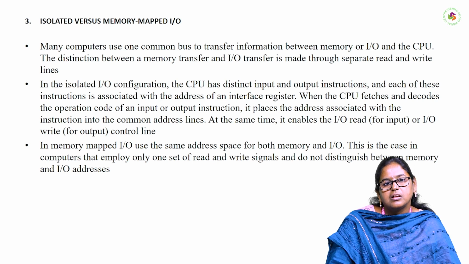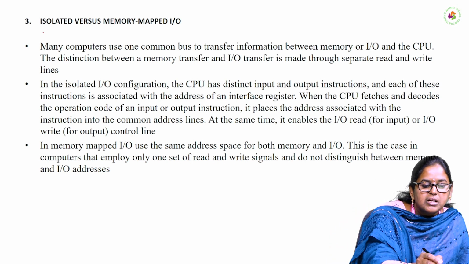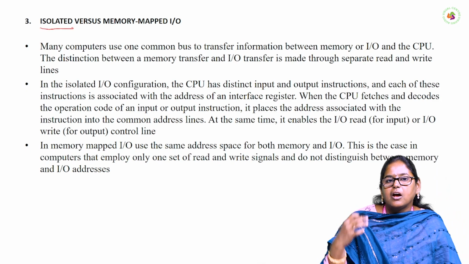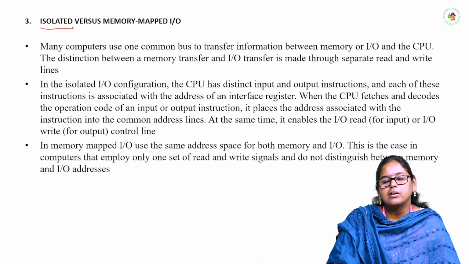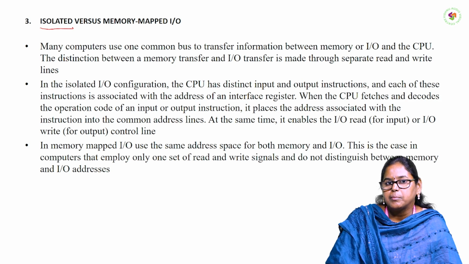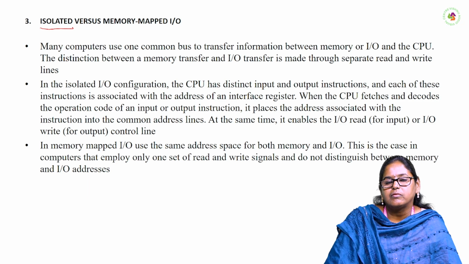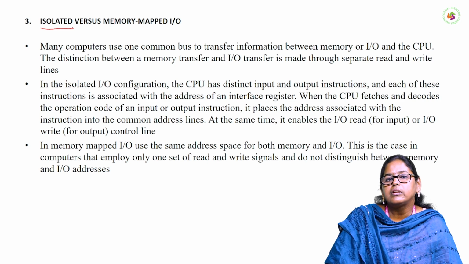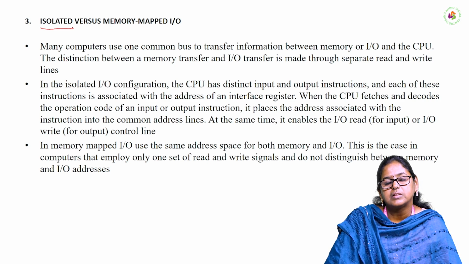And also, the instructions are going to be different. When we go with the isolated way of IO communication, isolated means separate. So the CPU will communicate separately with the memory and separately with the IO devices. For communicating with the memory, it will enable the memory read and write signals, and it uses the memory instructions. When the CPU communicates with the IO device, it will enable IO read and IO write signals, and it will use separate IO instructions for communication with the IO.